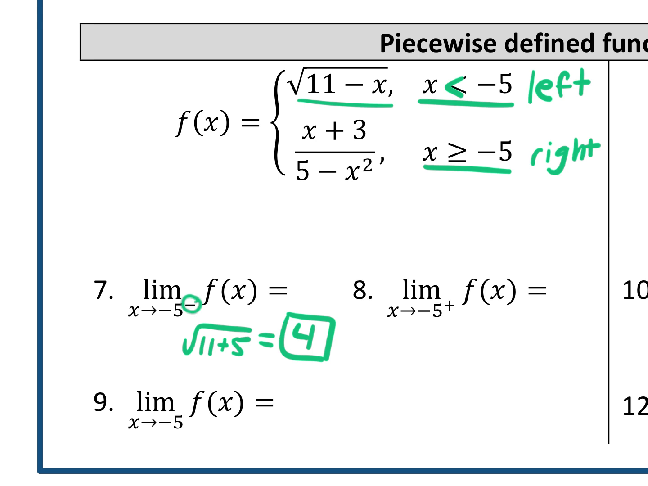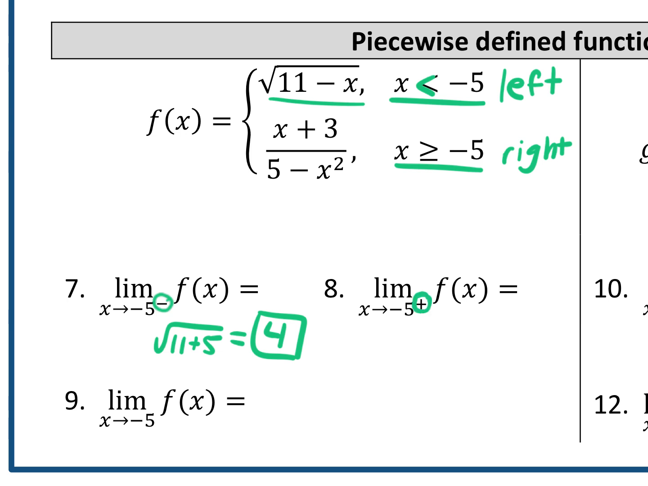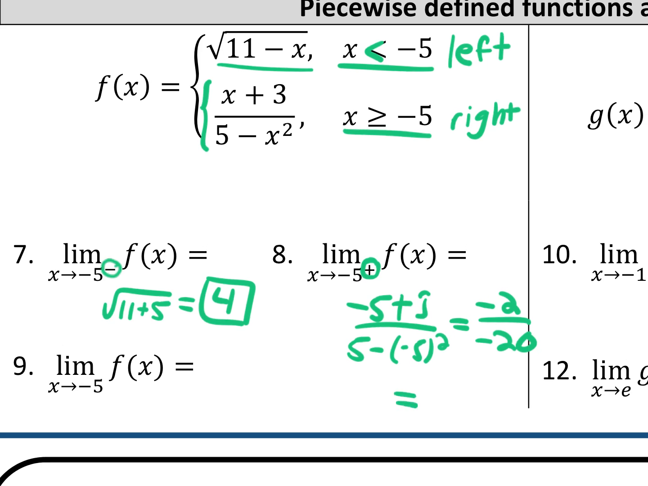Okay. What about the next one? The limit as x approaches negative 5 from the right, so where am I plugging negative 5 into? The bottom one, right? I'm plugging it into this function right here. It looks like a fraction, which it is, but that doesn't always mean you have to simplify and factor and cancel. A lot of times you can get away with just substituting. So let's try it. It's going to be negative 5 plus 3 over 5 minus negative 5 squared, which is going to get you negative 2 over 5 minus 25, which is negative 20. How does that simplify? 1/10.